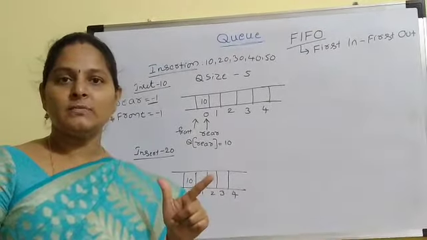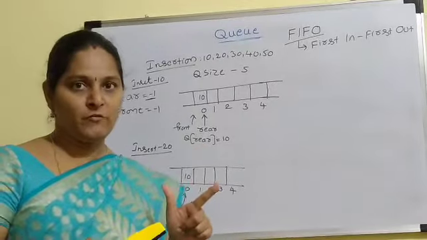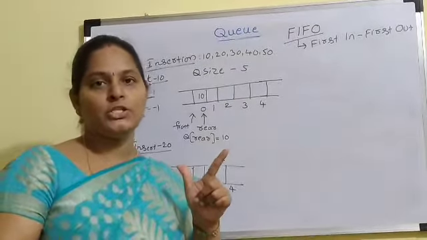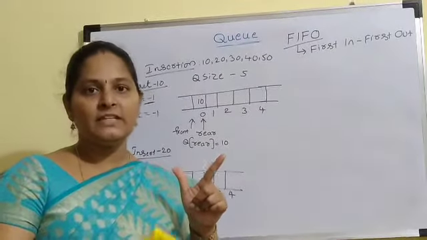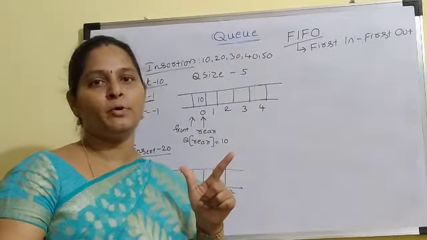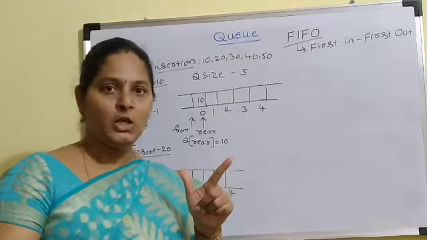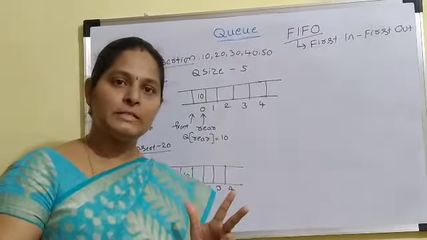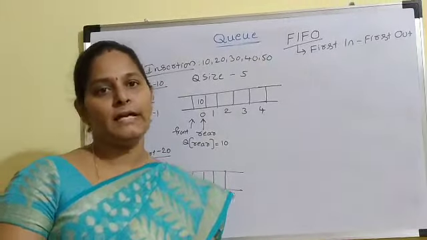Okay. Second step is, if the queue is not full, then we need to show the empty location for the new element. So for that, we need to move the rear pointer to the next available location. Now third step is, wherever the rear pointer is pointing, there we need to insert the element.